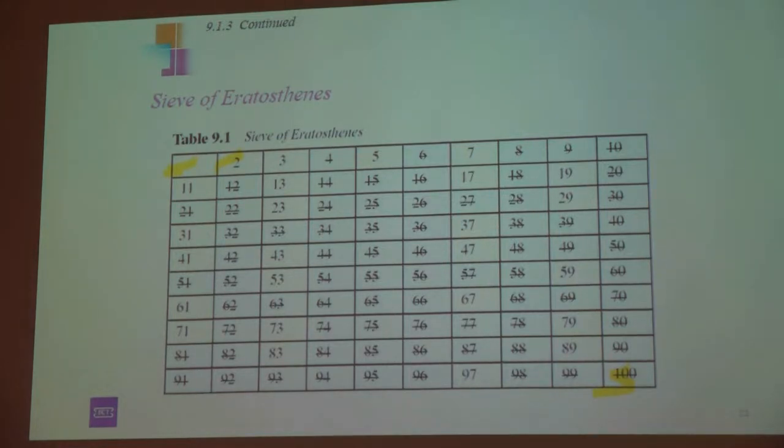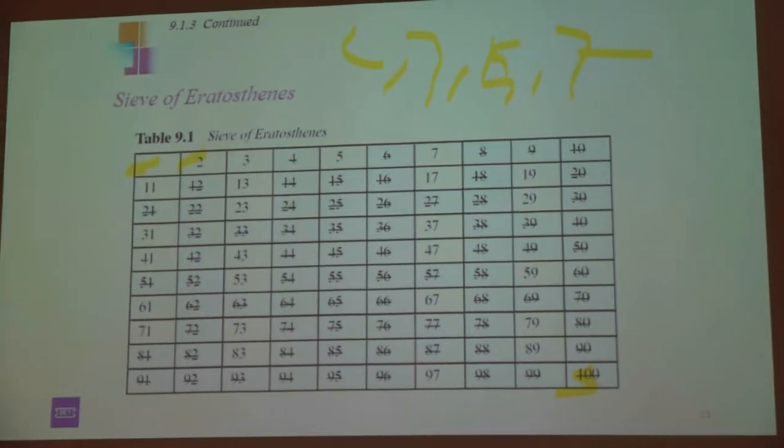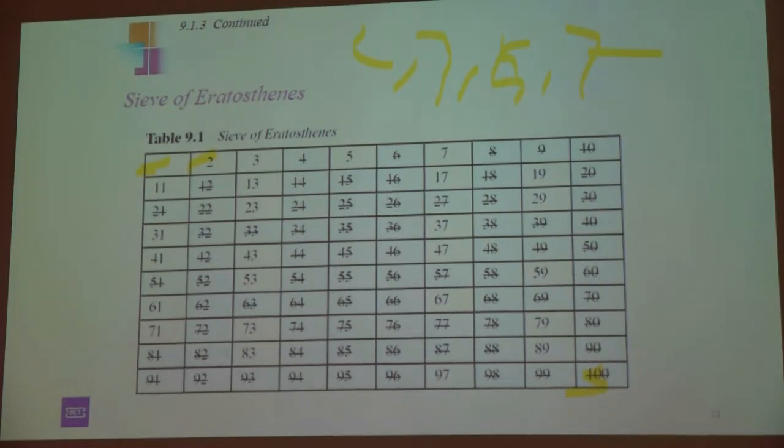The root of 100 is 10. What are the primes less than 10? 2, 3, 5, and 7. Any number in here that is divisible by these, just cross it out. The remaining will be what? Prime numbers. So 3 is a prime number, 5 is a prime number, 7 is a prime number, and so on and so forth.